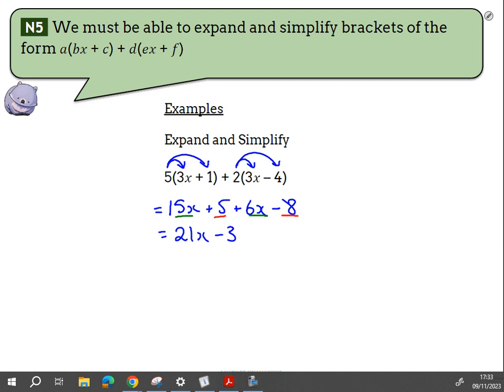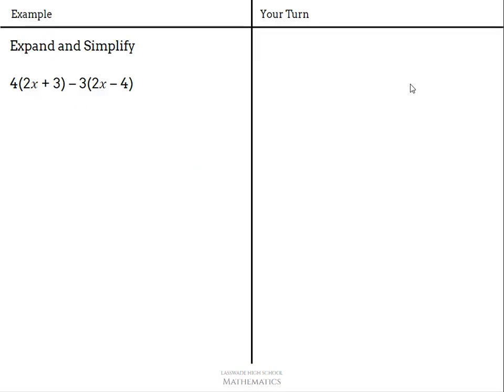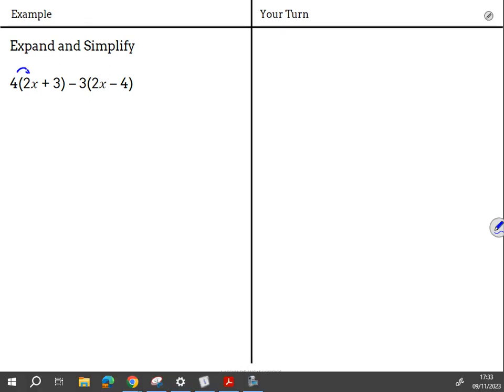We can go and look at a few different types of these. So we can have two single brackets. Now the difference here is that we're being separated by a minus sign here in front of the 3. We start with the first bracket in the same way. 4 times 2x is 8x. 4 times 3 is plus 12.